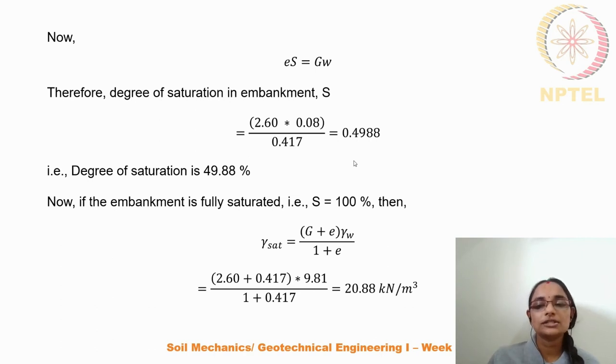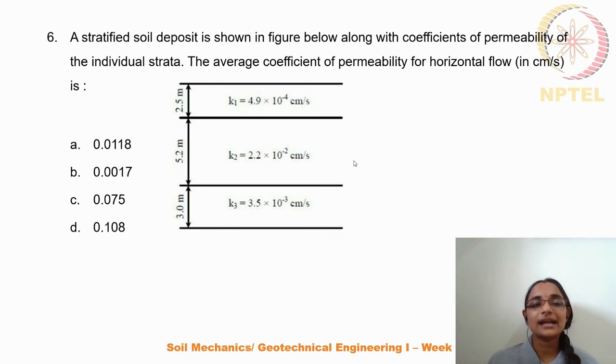Okay, we'll move on to the last question for today. A stratified soil deposit is shown in the figure below along with the coefficients of permeability of individual strata. A stratified soil deposit is nothing but a soil with different layers, each layer having a particular property. Here, for each layer, we are given the individual coefficient of permeability, and we are asked to determine the average coefficient of permeability for horizontal flow.